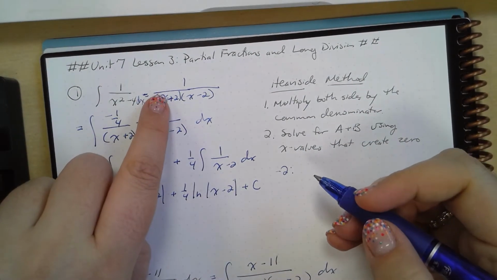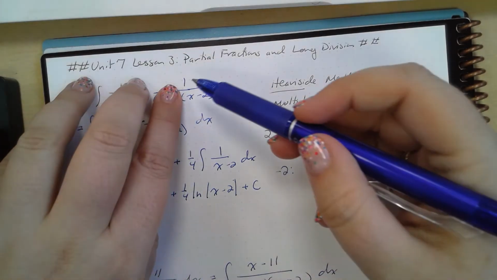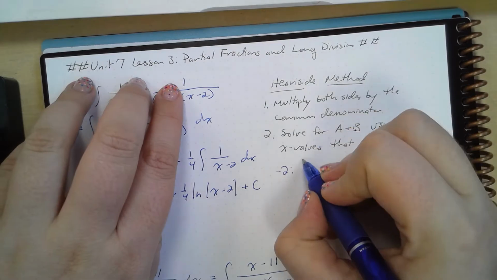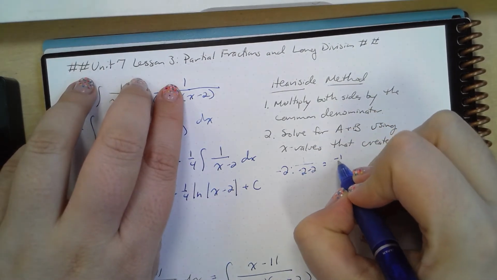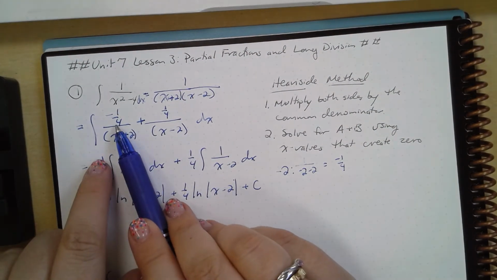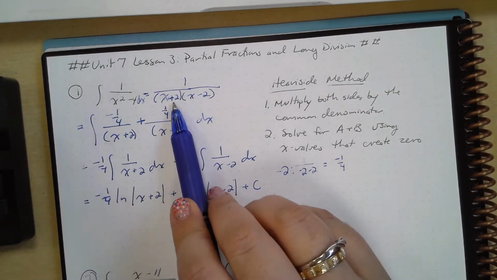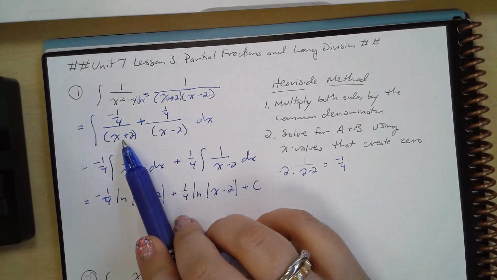So if I set x equal to negative 2 and substitute negative 2 in for x, I'm going to have 1 over negative 2 minus 2, which equals negative 1/4. Now I'm going to take that negative 1/4 and put it over that original factor that I created. So I'm going to put it over x plus 2.